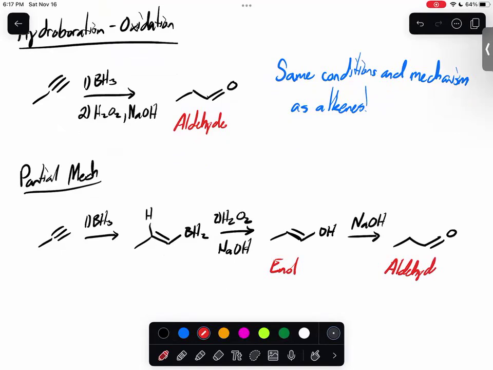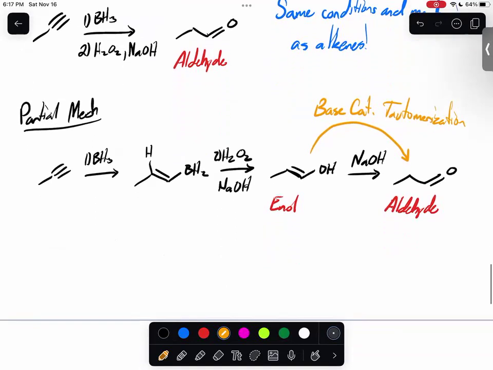Of course, this is, once again, a tautomerization. We're going from the enol to the carbonyl. And this one is a base catalyzed tautomerization. And once again, we do need to know the mechanism for this.